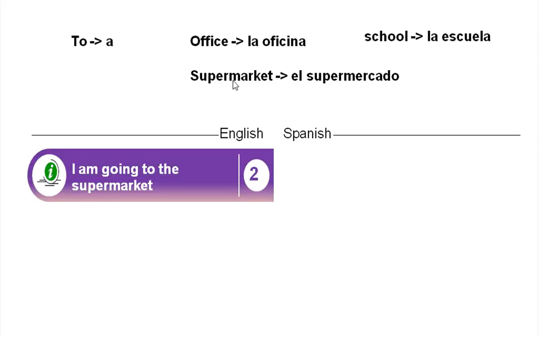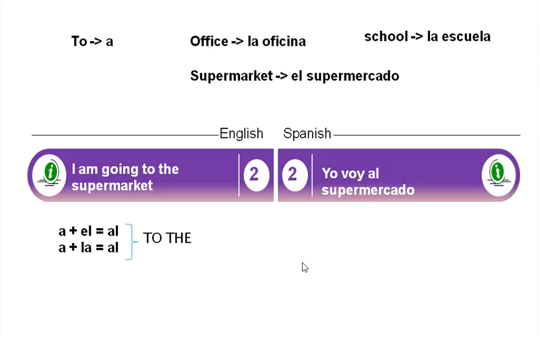So let's begin with some sentences. You want to say, I'm going to the supermarket. So present form, voy, and we know for to is a. So voy a el supermercado. So that's one way of saying it.